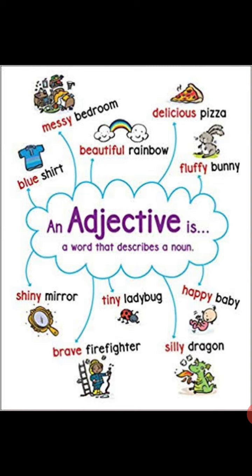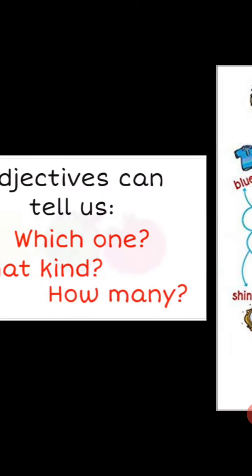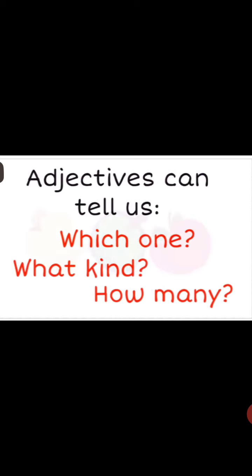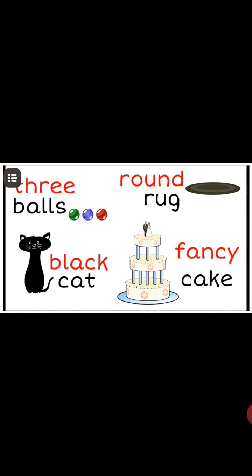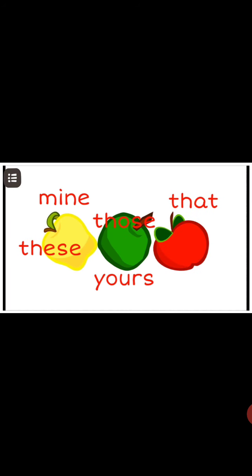So an adjective is a word that describes a noun. Adjectives generally answer one of three questions about the noun they modify. Which one? What kind? How many? For example, 3 balls. Here, 3 is the adjective that is describing how many balls there are. Black cat. It is telling us what kind of cat it is.